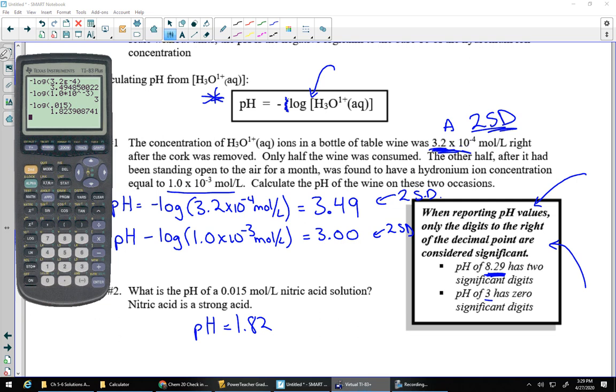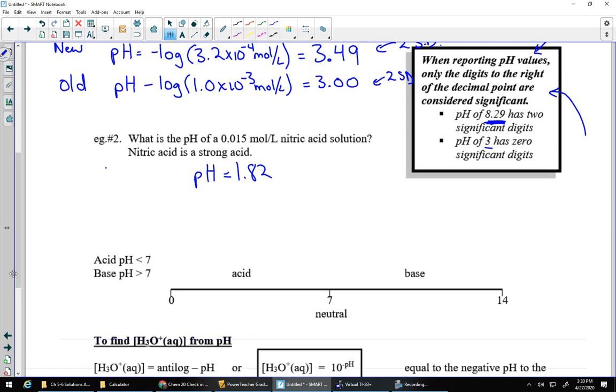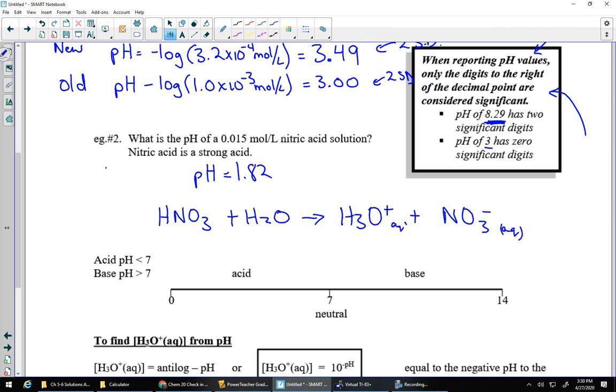Now the other thing with the strong acid is that my nitric acid, HNO3, is going to react 100% with water, H2O, to produce hydronium ion, H3O+, and NO3-. And don't forget everything's aqueous, aqueous. Well, I guess water's not aqueous, and aqueous. Cool. So if it's 100%, that means I know that this concentration is also my concentration of hydronium ion. Cool. So that's very good.